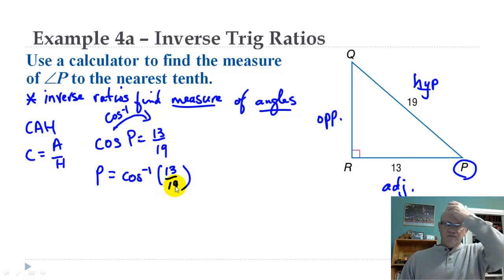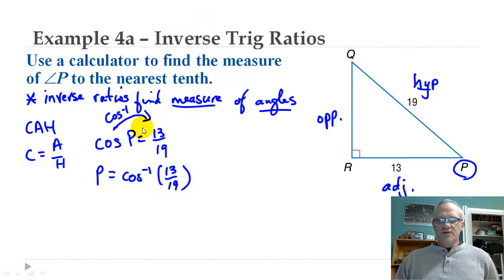Okay, so that's kind of what this inverse trig ratio does. It says if the cosine of P is 13 over 19, then the inverse cosine of 13 over 19 is P.